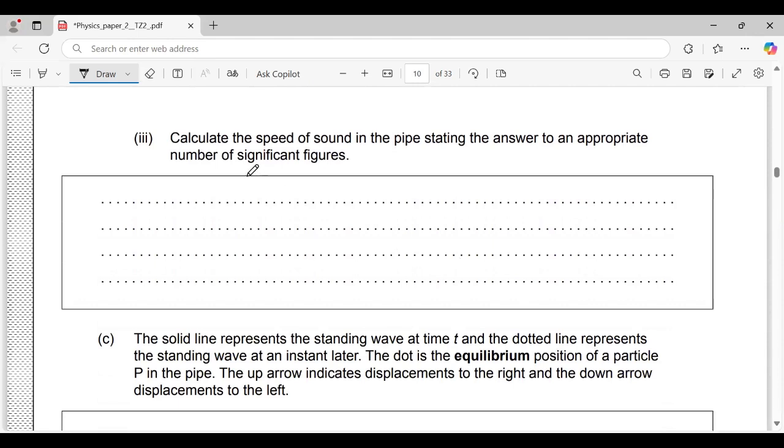Calculate the speed of sound in the pipe, stating the answer to an appropriate number of significant figures. I'm going to use this formula: velocity equals frequency times lambda. Frequency is 210 and lambda, as we calculated, is 1.60. If you calculate, the result is 336 meters per second.